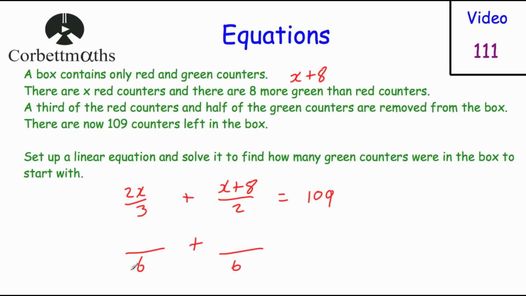Well, to get from 3 to 6, we would double it. So we're going to double the 2x, that's 4x. And with this fraction, to get from 2 to 6, we multiply by 3, so we're going to multiply the numerator by 3 as well. So 3 times x, 3x, and 3 times 8 will be plus 24, and that equals 109.